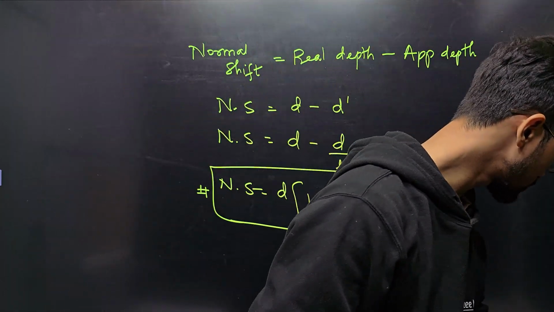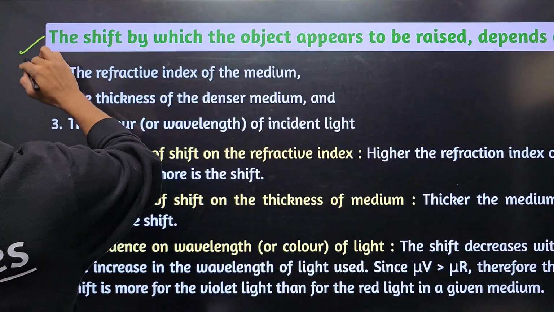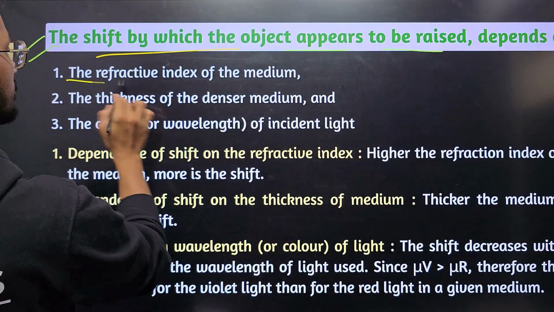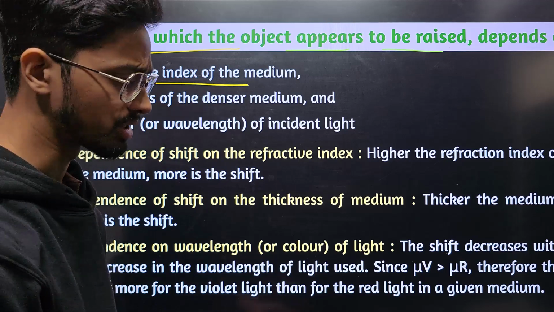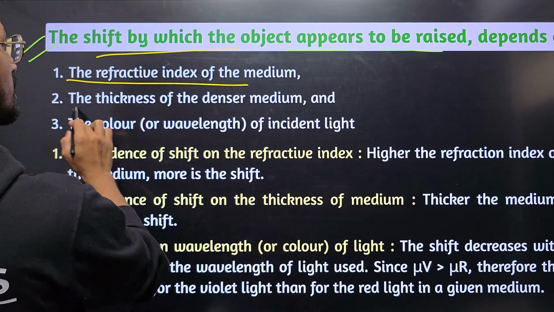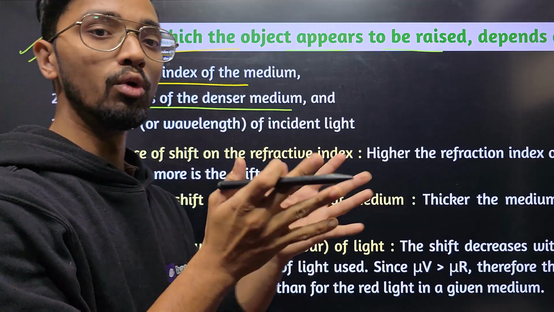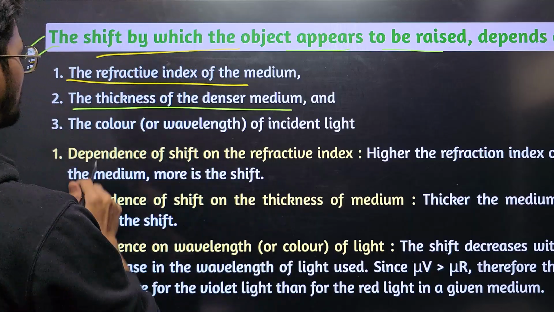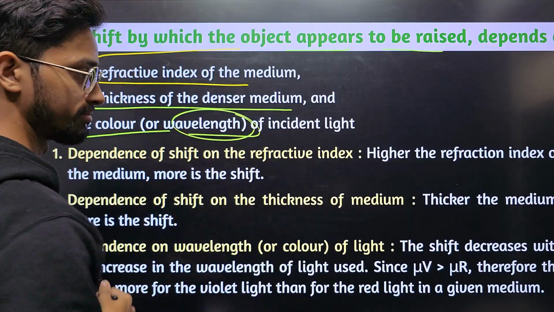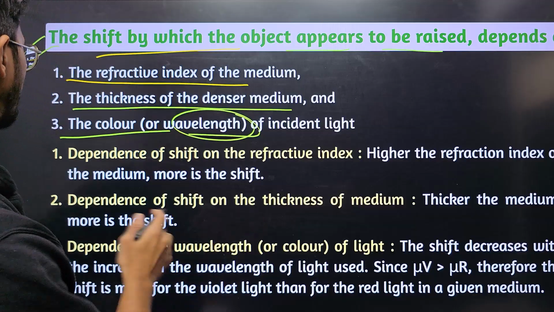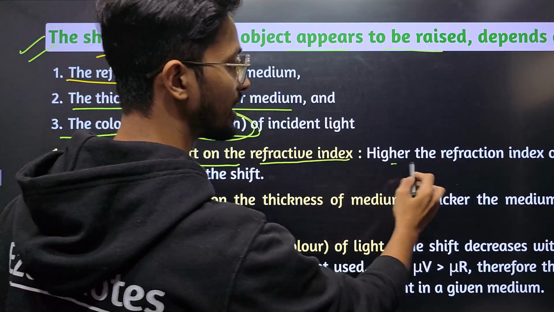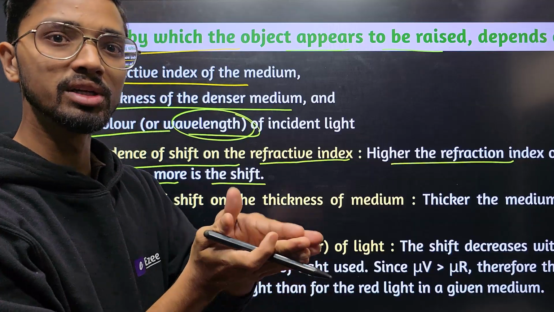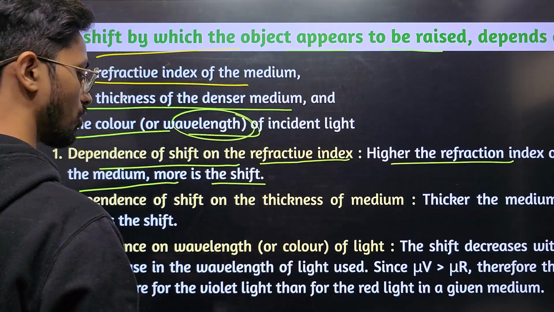Next, the shift by which the object appears to be raised depends on what factors? First is the refractive index of the medium, that is mu. Second, the thickness of the denser medium. Third, the color or wavelength of light. On these three things it will depend. So dependence on refractive index: higher the refractive index, more is the shift. Simple, right? Normal shift will be more.